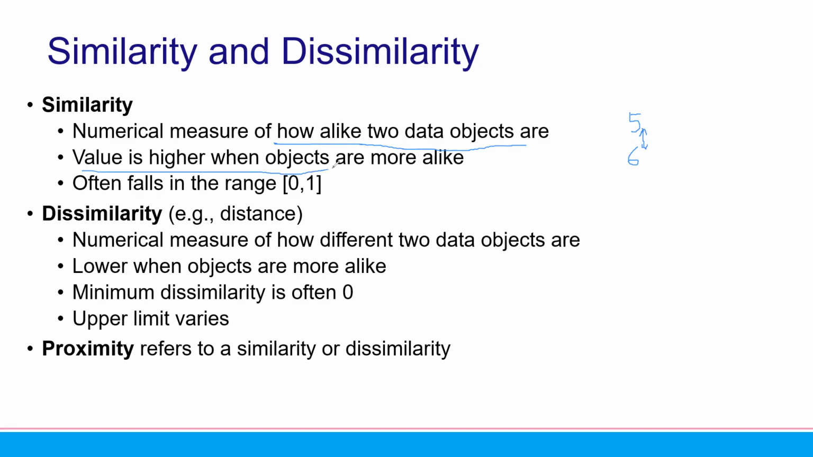The value is higher when objects are more alike. Okay. So if this is similar, then it can be nearby 1. But if the object is not similar, then the value may be 0.